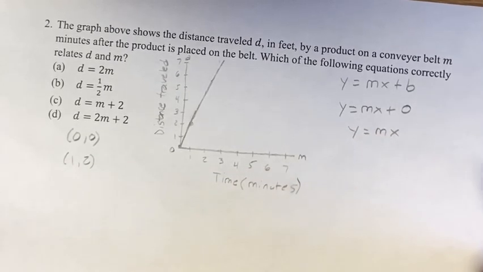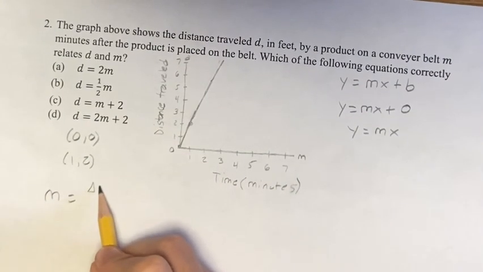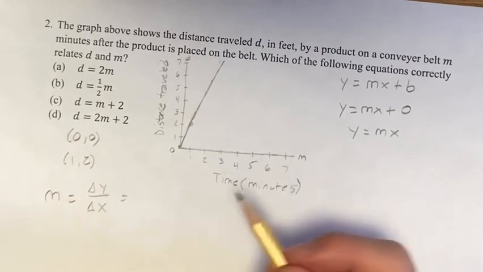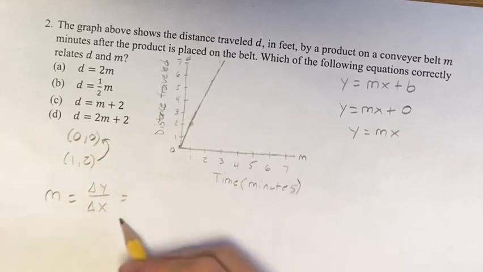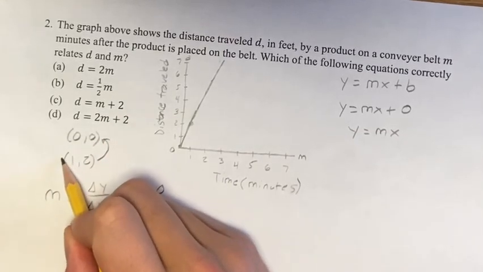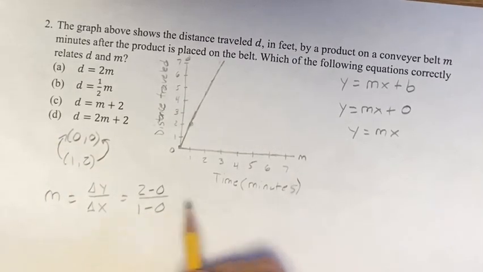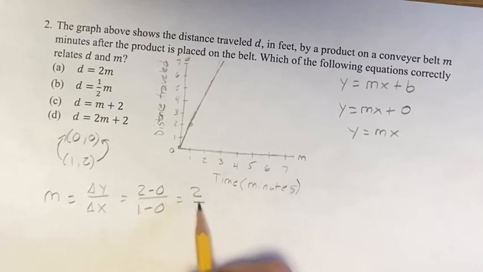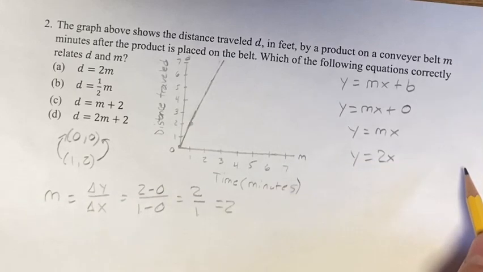And now we can find the slope. So the slope is going to be equal to the change in y over the change in x between these 2 points. So from here to here, y changes from 2 to 0, so the difference is 2 minus 0. And for x, it goes from 1 to 0, so our change in x is 1 minus 0. So 2 minus 0 is 2, 1 minus 0 is 1, 2 divided by 1 is 2. So we have y is equal to 2x.